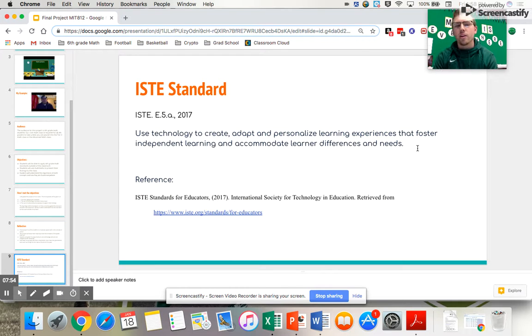The ISTE standard that I chose was the Educator 5.A, the designer. Use technology to create and adapt and personalize learning experiences that foster independent learning and accommodate learner differences and needs.